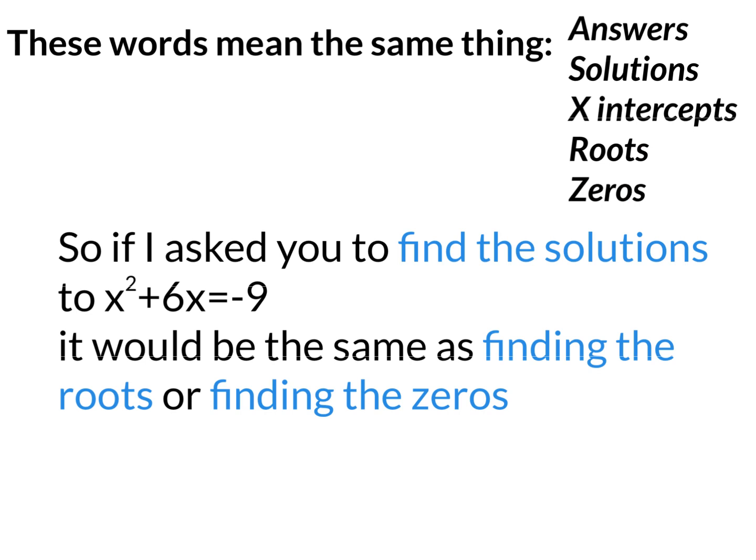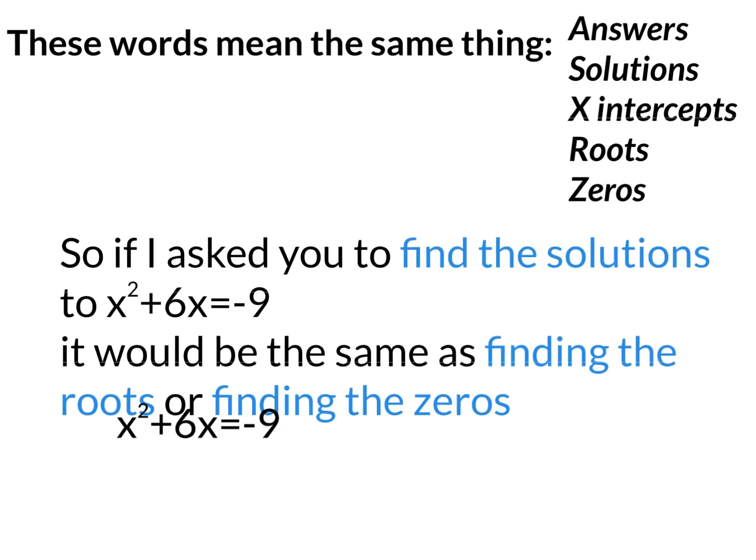Now, I kind of showed you how x-intercepts mean answers and solutions, but how about roots or zeros? Where do those come from? Well, what if I asked you to find the solutions to this? What would you do to start finding the answers to that? You would add 9 to both sides, right? Actually, let me do this. I'm going to copy it and bring it down here. That's not working. Why is it not? Okay, there it is.